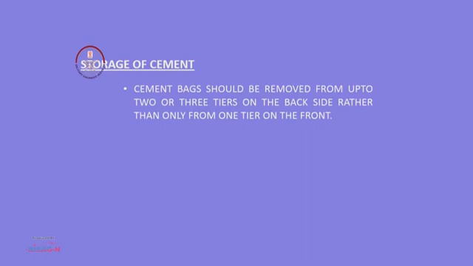Second important part is this also: taking out cement completely from top to bottom in one stack. It is preferable that it should be removed from 2 or 3 tiers on the back side. I will show that in the sketch.